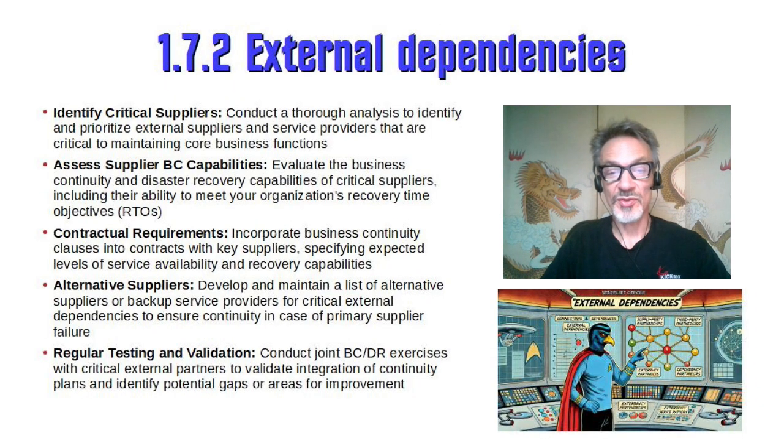External dependencies. Speaking of minimum operating requirements, here we're looking at third-party services and suppliers that your organization relies on. So let's go through each point. Identify critical suppliers. First, identify which suppliers and service providers are crucial for maintaining your core business functions. This step is foundational for understanding your organization's vulnerabilities.